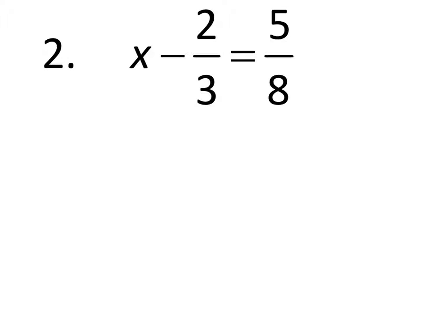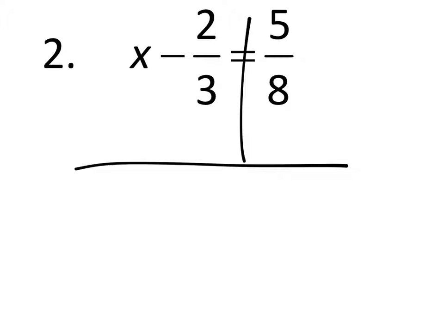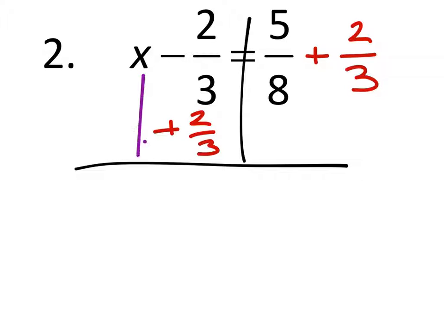Very similar to number 1. The only difference is that instead of subtracting, we're going to have to add this 2/3. So plus this 2/3 here. Again, we need that common denominator. We will drop the x.